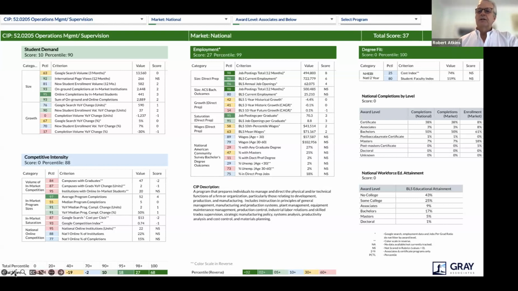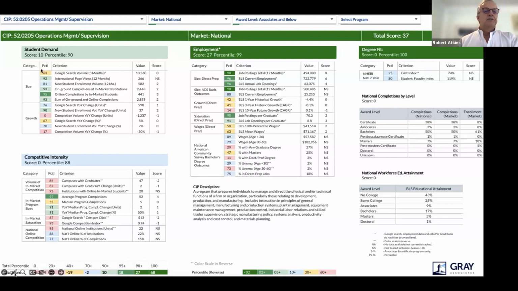Overall, you can see it's scored at the 97th percentile, so this top line's all green. By the way, we're in the national market. If we were working with you, we'd set up a local market that reflects the exact geography you serve. You can see employment's very strong, dark green. Right away, you can pick out the things that are worrisome because they're pink. The future growth rate, for example.